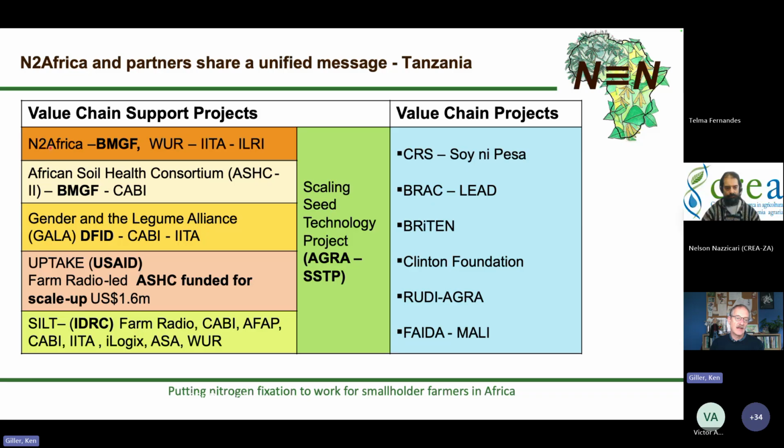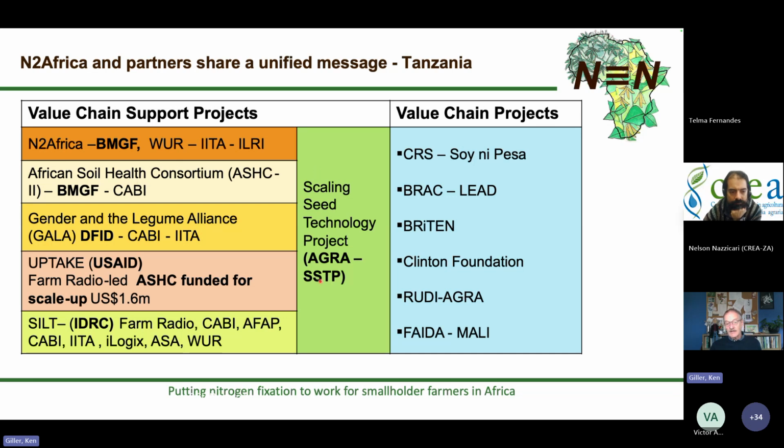So we were here as N2Africa, but there were many other organizations: Legume Alliance, the Soil Health Consortium, another USAID project, another project here with a whole range of partners in which N2Africa worked as well. And they were all putting out ideas of how beans should be grown. But when we actually asked them what the messages should be for the radio, we came up with different ideas.